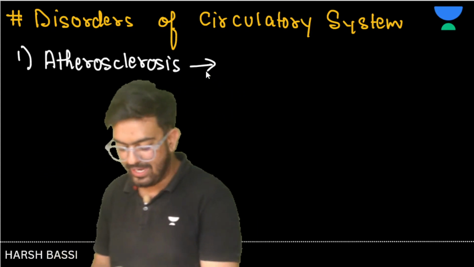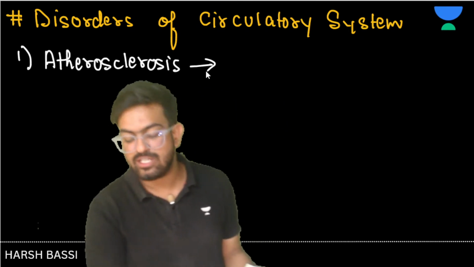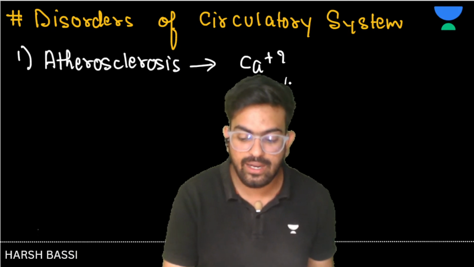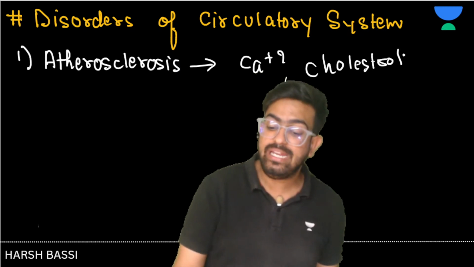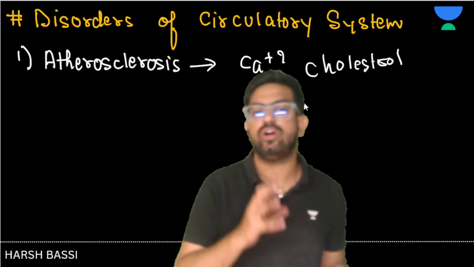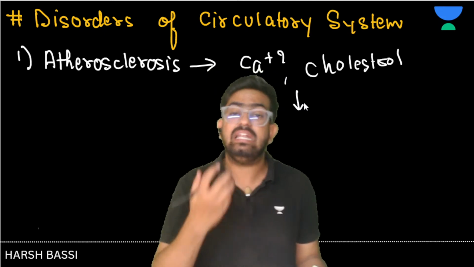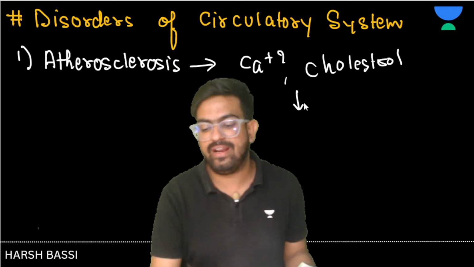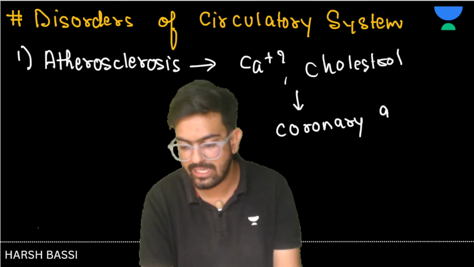What happens is there is a deposition of calcium ions and cholesterol in the coronary artery. Sir, what is coronary artery? See, the heart is pumping the blood, but the heart is also a living organism, living cell or living tissue. So the heart also needs blood. So who provides blood to the heart? Coronary artery.